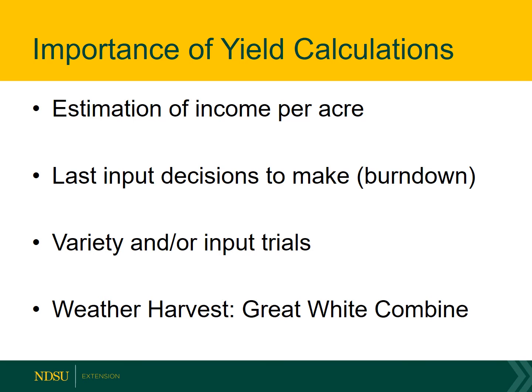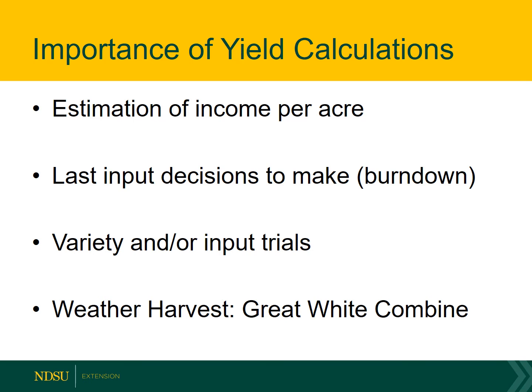And other times, sometimes we work with other companies or researchers, and we have variety and input trials where we can go out there and get a general idea before the combine goes through of what we have out there. You can be prepared for the numbers that are going to be showing up on the yield monitor or on the weigh wagon, and really get a good idea of what's going on out there, or maybe why it's going on out there. And it gets a whole lot easier when you know the yield calculations, which is the most important part at the end.